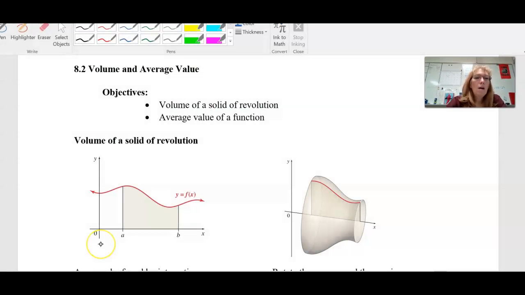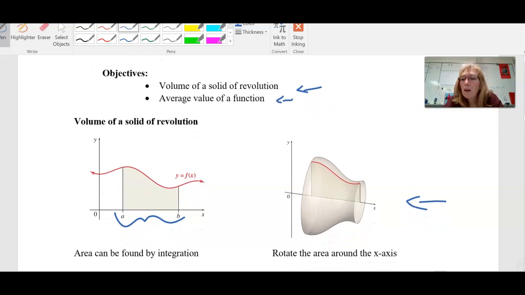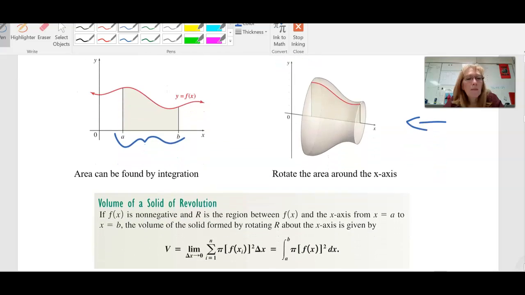You should have your 8.2 notes out. When you're looking at 8.2, we're going to do volume. We're going to take a revolution of a part that you already know to get a volume, and average value of a function. This part right here is what you've already done. We've done integration to find the area under a curve to the x-axis, so you know how to do that. What we're doing now is taking that area over here and performing a revolution, or spinning it around the x-axis to get a solid. So now we can start to find volume instead of just straight area.